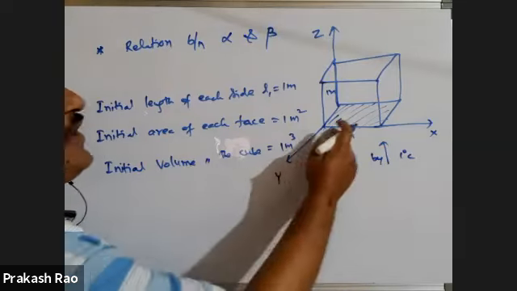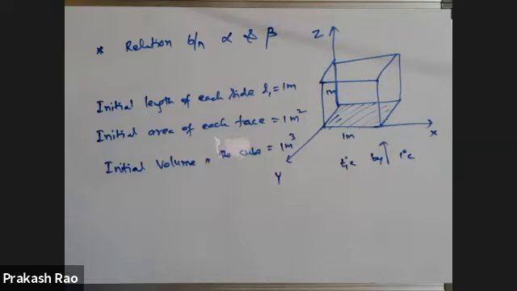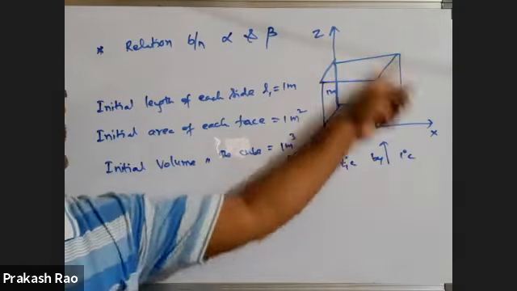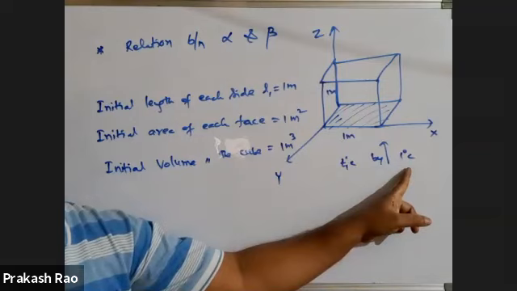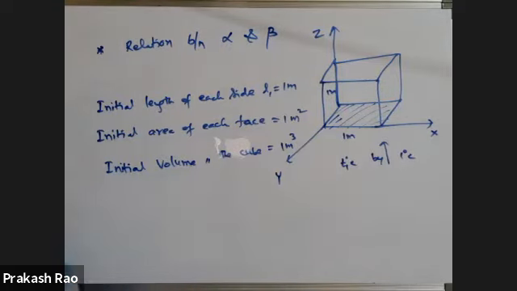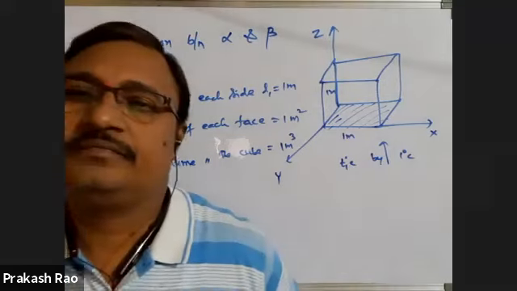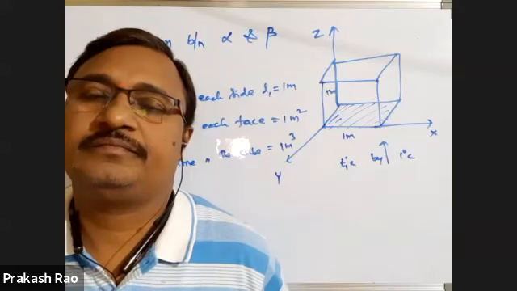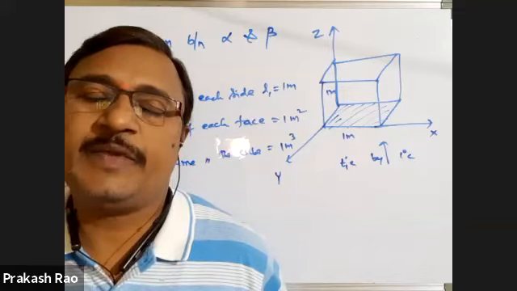Then what happens? The final length of each side, will it remain constant? Suppose I increase the temperature of this cube by 1 degree centigrade, does the length of each side remain constant, increase or decrease? Anjali, you have to answer. Anjali: Yes, sir. Did you understand the question, madam?